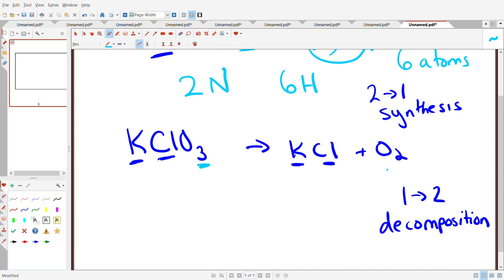But then we have 3 oxygens and 2 oxygens. So I think of math, that you need a common denominator. Between 2 and 3, the common multiple is 6. So if I put a 2 in front, now I have 6 oxygens. So if I put a 3 in front here, 3 times 2, because you multiply front times subscript, now I have 6 oxygens. So now I just have to balance. We have 2 K and we have 1 K here. I'm going to put a 2. 2 Cl, 2 Cl, and now I'm totally balanced.